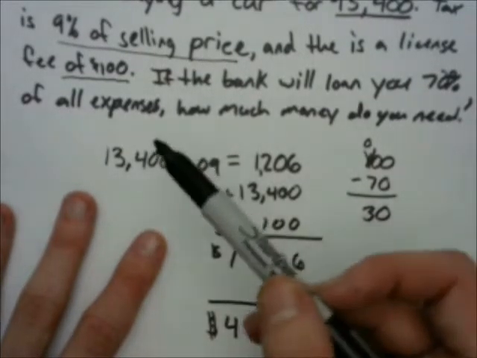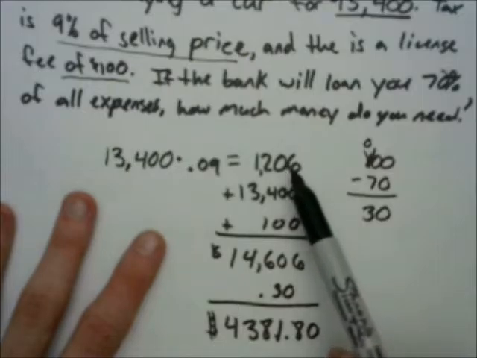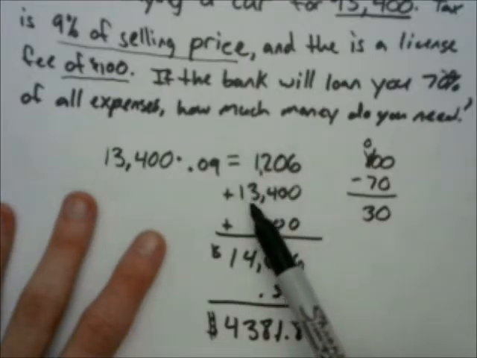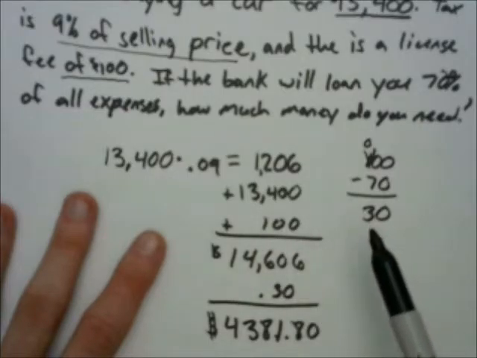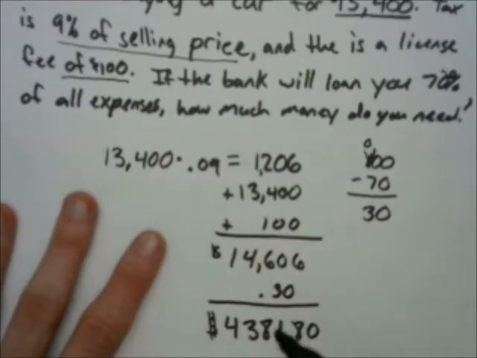Now just going through this again, first I calculated my sales tax, I added that back to the original cost, added the license fee, found the percentage I need to pay, not the bank, but I, and then multiplied that to my total to find my answer.